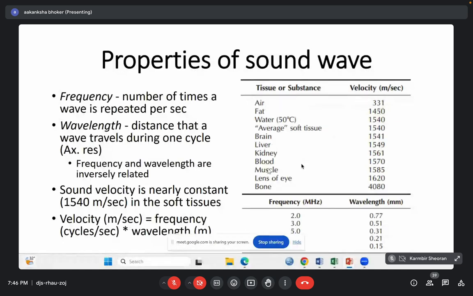As the medium changes, suppose it is a hard medium like bone, the velocity is very high, in the range of 4000 meters per second. But for most of the tissues in the body, like soft tissue, brain and liver, the velocity is about 1540. So ultrasound assumes that sound within the body travels at a constant speed throughout, and that constant speed is assumed to be 1540 meters per second.